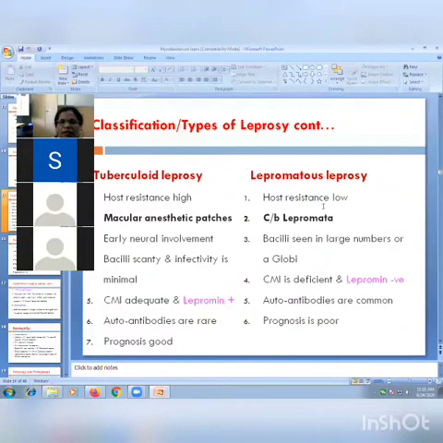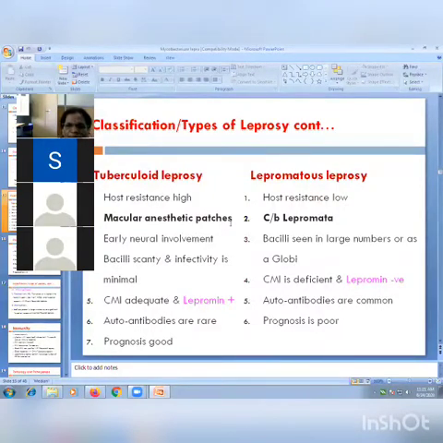These are some differences. Only two important diseases we remember. One is lepromatous, just now we have seen, and tuberculoid. So these are the differences between tuberculoid and lepromatous leprosy. Just now we have seen, host resistance is high here, there it is less. Hypopigmented anesthetic patches, so this is the typical presentation of leprosy.